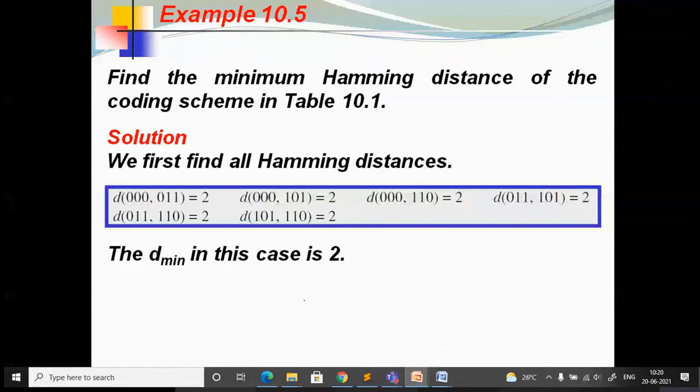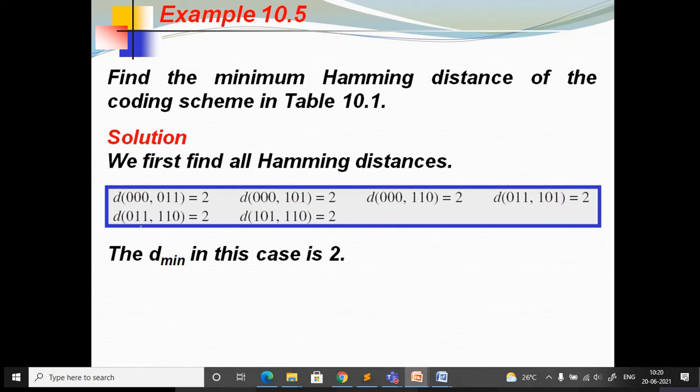So now, how to calculate the minimum? First we'll calculate the Hamming distance between all possible words. You can just check it. Okay, 00011, so it is 2, then 00101, it is 2, then it is 2. Okay, you can just keep checking. So how did I get 2? It is just an XOR operation and counting the number of ones in the result. That gives the Hamming distance.